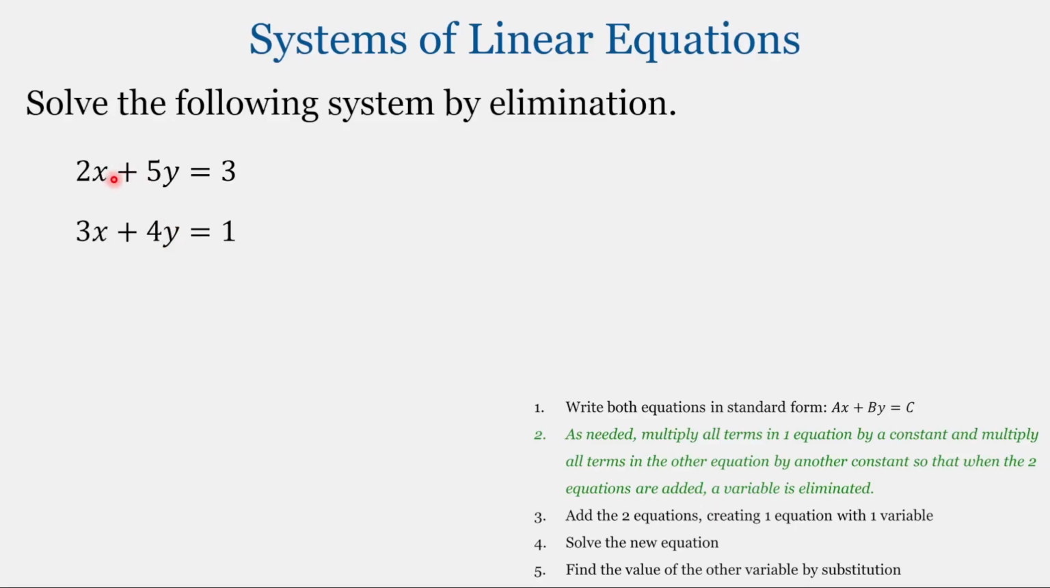Now we're going to have to multiply each equation by a different number so that when we add them, one of the variables is eliminated. We can choose to eliminate either the x variable or the y variable. It doesn't matter which one. Usually I choose the one that's going to result in smaller coefficients. So I approach this in the same way I approach adding fractions.